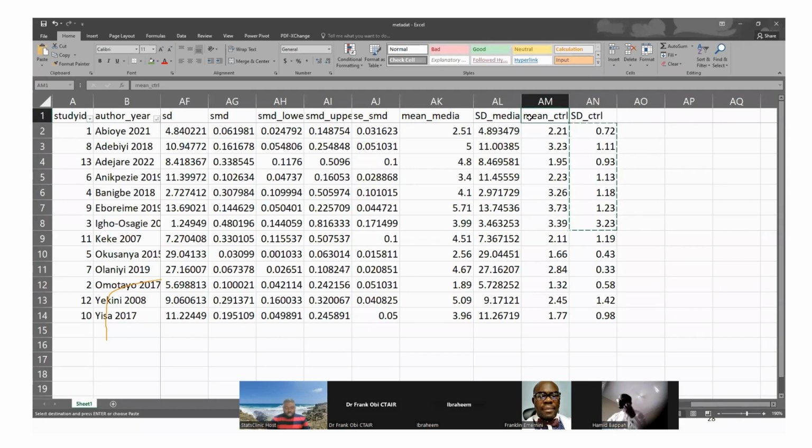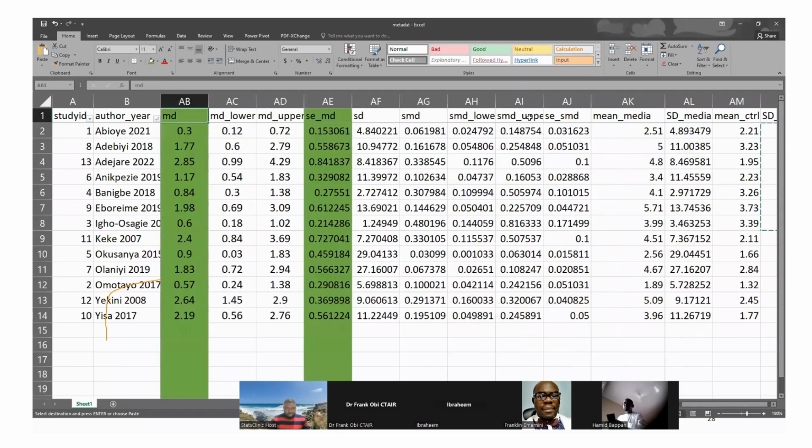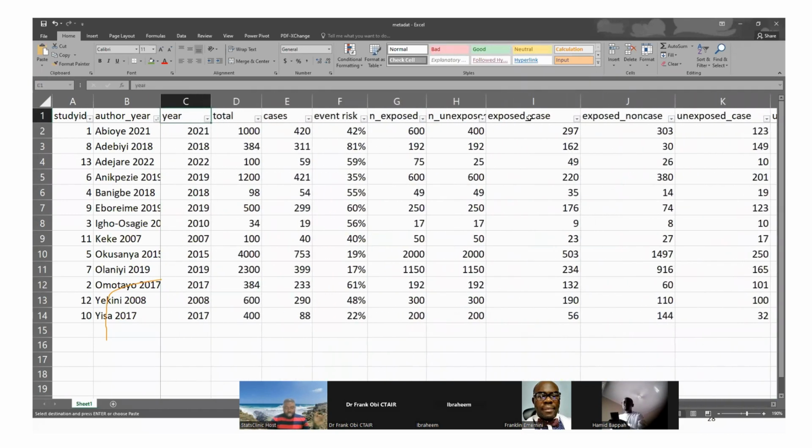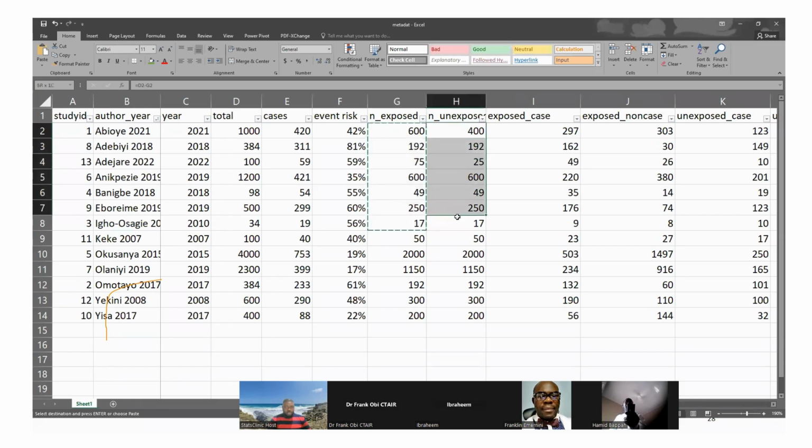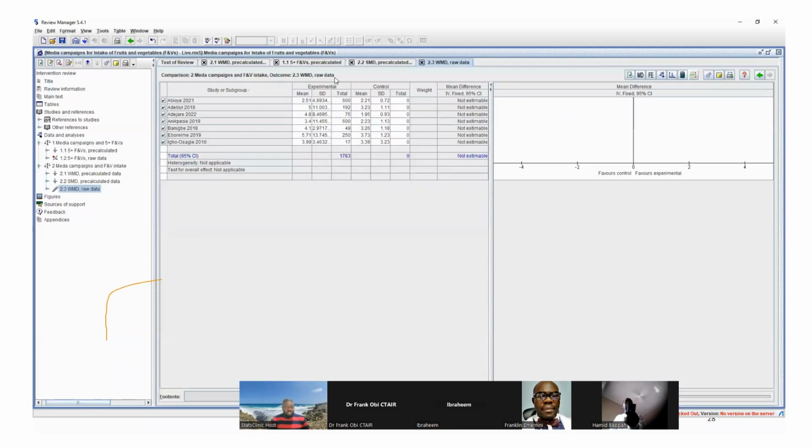And if you scroll all the way to the left, okay, scroll all the way to the left. Here we have the number in the exposed, that's the treatment arm, and that number in the unexposed. Okay. So the number in the exposed, you copy that, you paste, that's the experimental arm. Then the number in the unexposed, you copy that. I'm using Control C to copy. I'm just using Control V to paste. And now you have your forest plot.